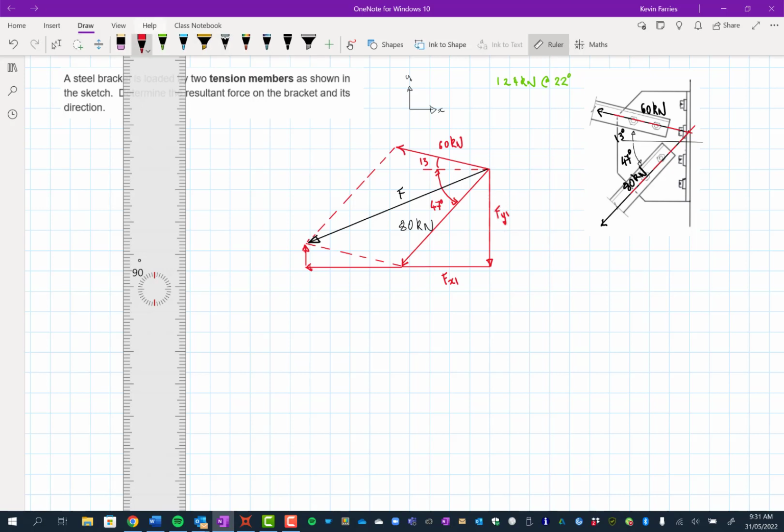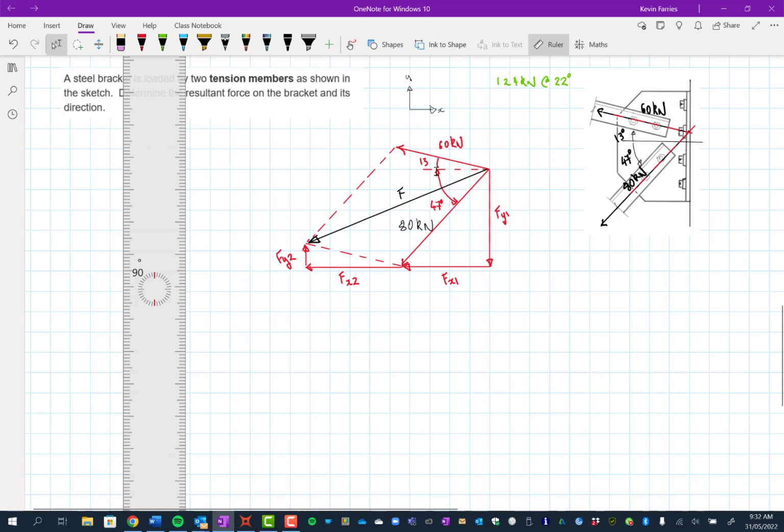We'll call this F. Now that's the X direction, it's going to be negative, that one, Fx2 and Fy2. So let's calculate. Now we need to have a think about what angles we've got inside these triangles.